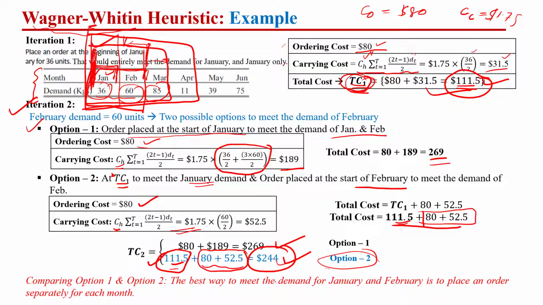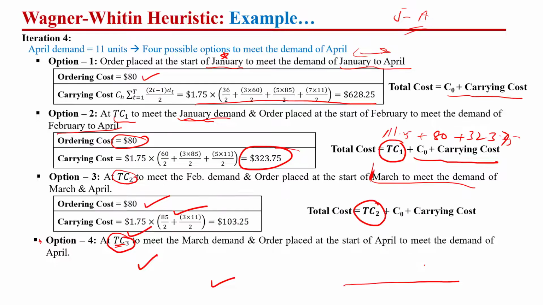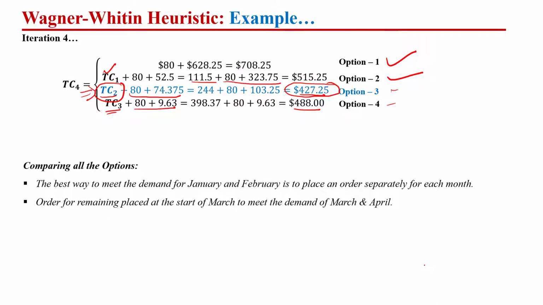We have already decided that we should place the order to meet the demand of January and February separately. Which means in order to meet the demand of January, we should place the order at the start of January, and to meet the demand of February, we should place the order at the start of February. Whereas, because option number three is the best one in iteration number four, to meet the demand of March and April, we should place the order at the start of March equal to the demand of March and April. Okay, so the total cost is going to be minimized. So till iteration number four, we have taken the decision till April.